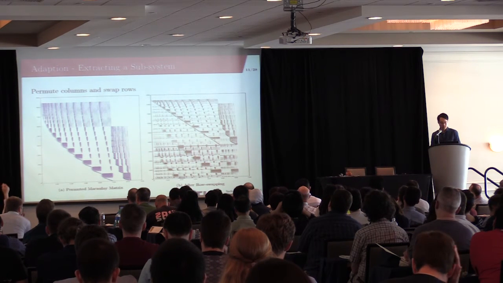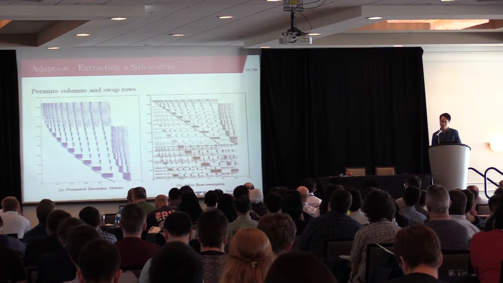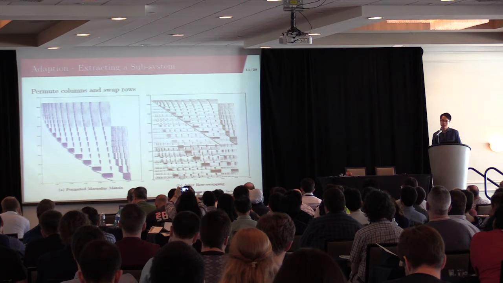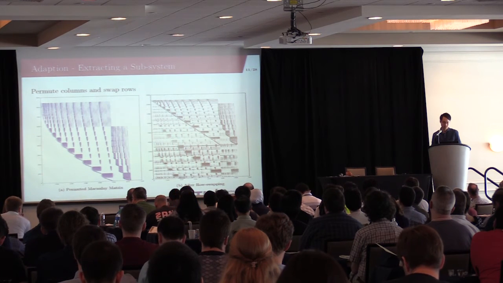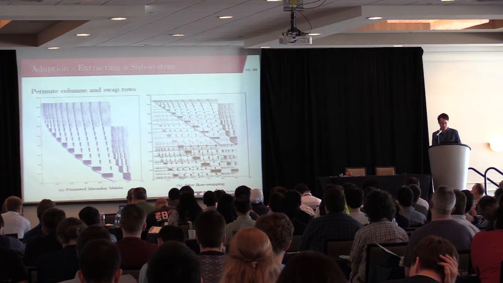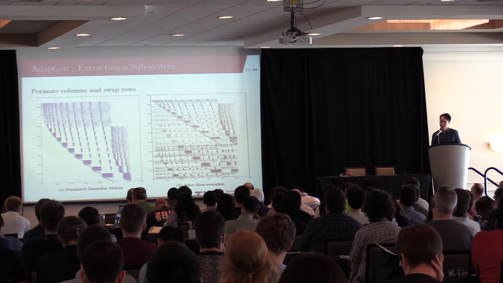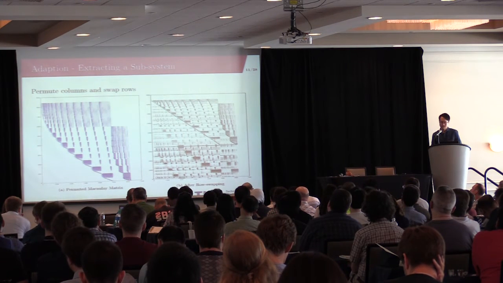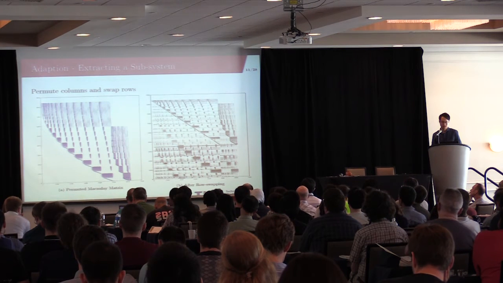So on the left-hand side is the Macaulay matrix after we permute all the columns that we would like to keep to the right-hand side. And after you finish this step, you realize that there is a sort of diagonal structure on the left-hand side. So you could do even more than the permutation of the columns.